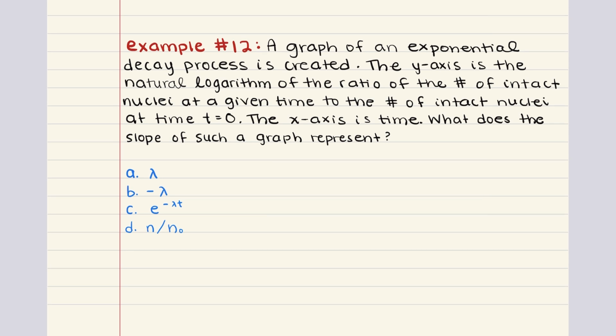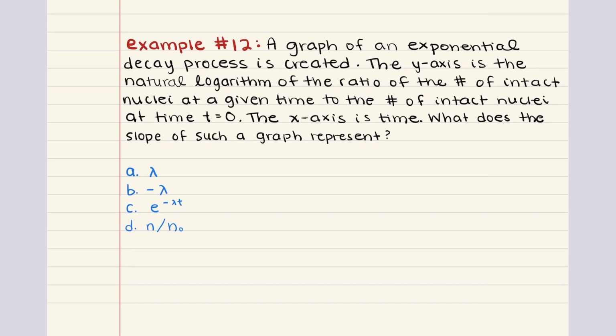Problem 12 says a graph of an exponential decay process is created. The y-axis is the natural logarithm of the ratio of the number of intact nuclei at a given time to the number of intact nuclei at time t equals 0. The x-axis is time. What does the slope of such a graph represent? To start solving this problem, we're going to write the radioactive decay equation. This equation says that N is equal to N naught e raised to the negative lambda t.